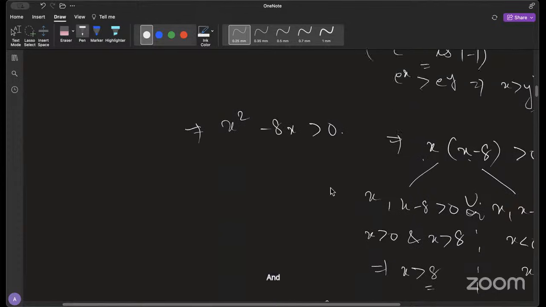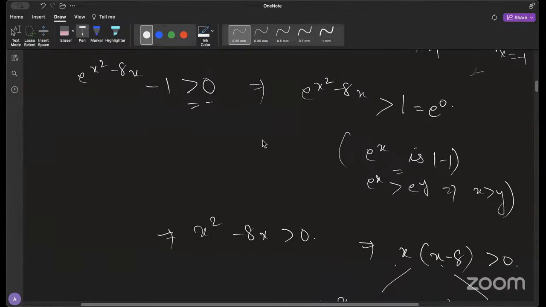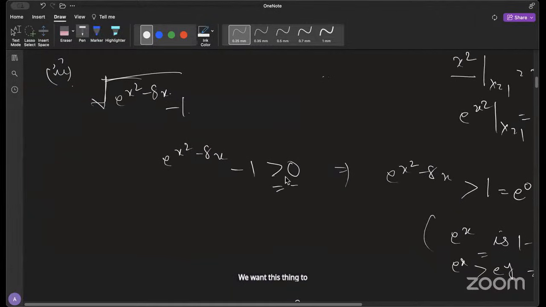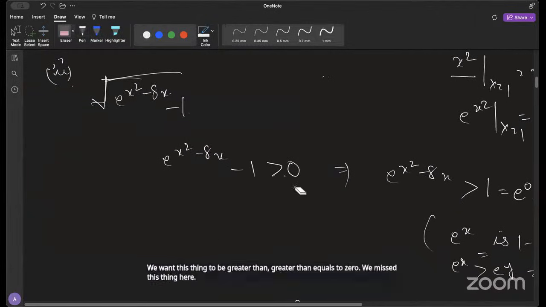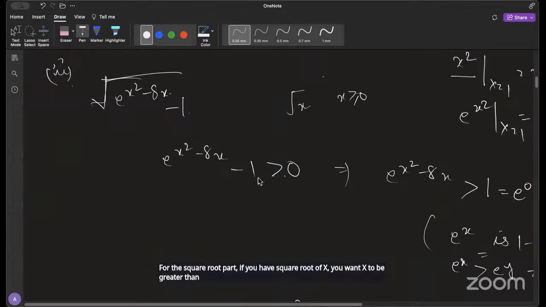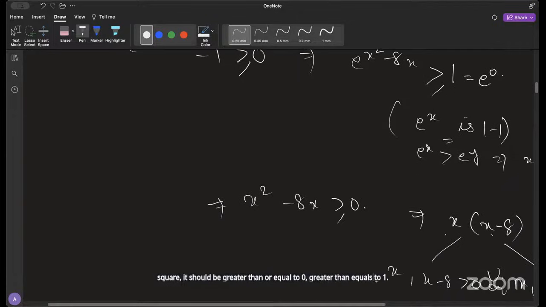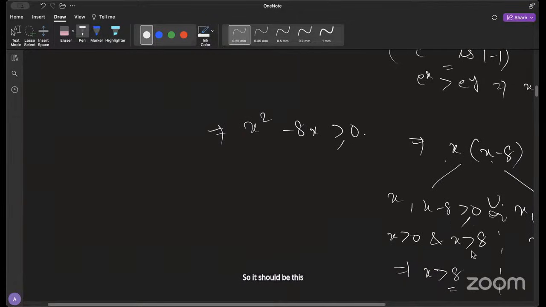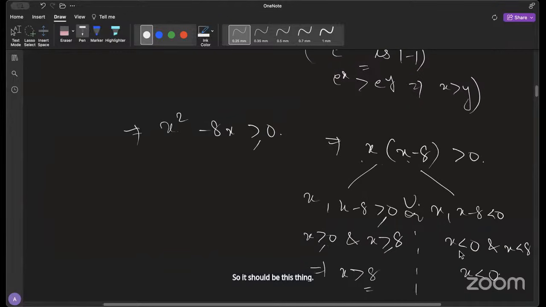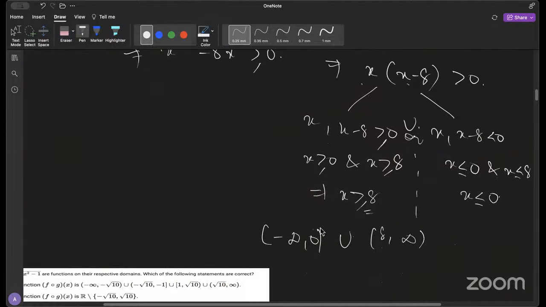And you can include these two because we want this thing to be greater than or equal to 0. We missed this thing here. For the square root part, if you have square root of x, you want x to be greater than or equal to 0, right? So here it should be greater than or equal to 0, greater than or equal to 1. So it should be this thing. This one should be included and this one should be included too.